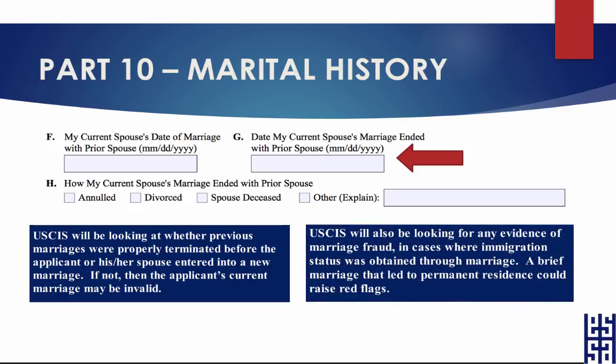USCIS will also be looking for any evidence of marriage fraud in cases where immigration status was obtained through marriage. A brief marriage that led to permanent residence can raise red flags.